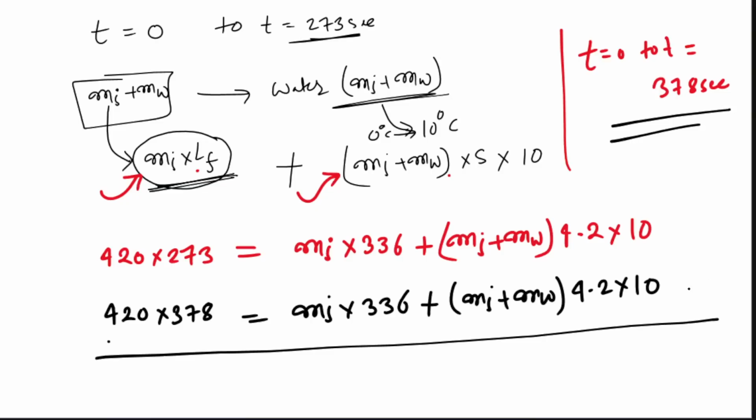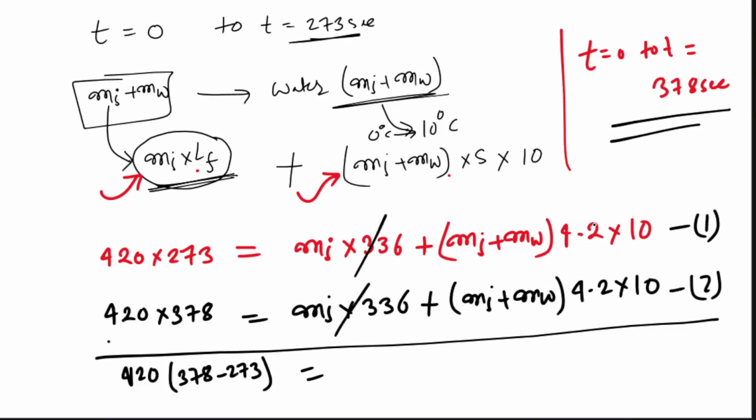So we can do one thing: take equation 2, take equation 1, subtract 1 from 2. Okay? So if you do that, 420 into 378 minus 273. And this will get cancelled, and this will be 42. Sorry, this is 20, right? The temperature difference was 0 to 20. Yes, sorry, so this is 20 basically, and here you can write 20 minus 10, that is 10. 10 into 4.2, that is 42. So this is mi plus mw into 42.